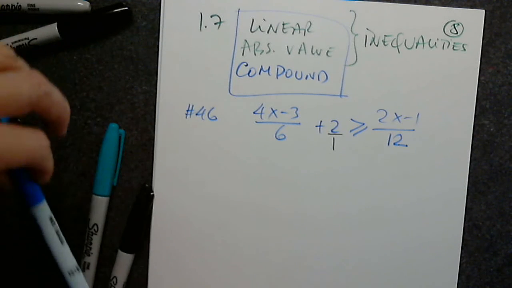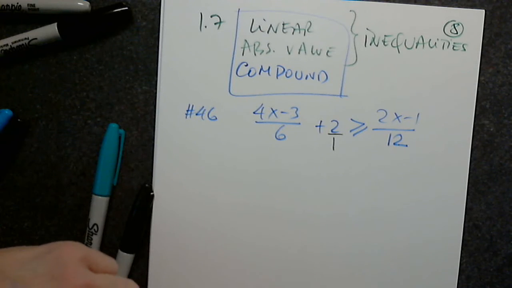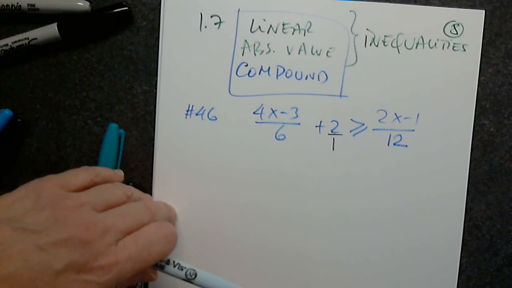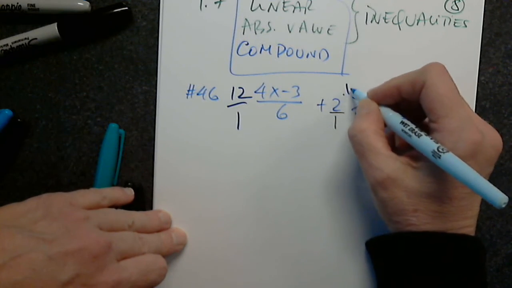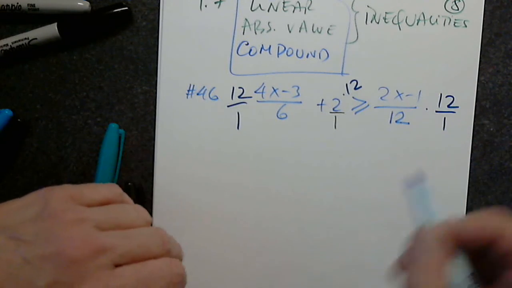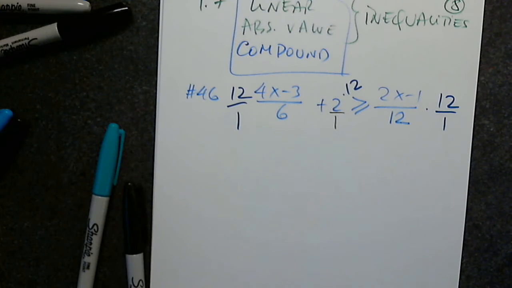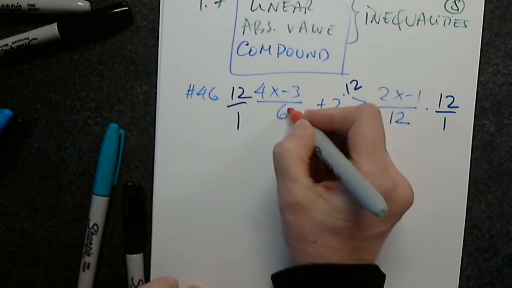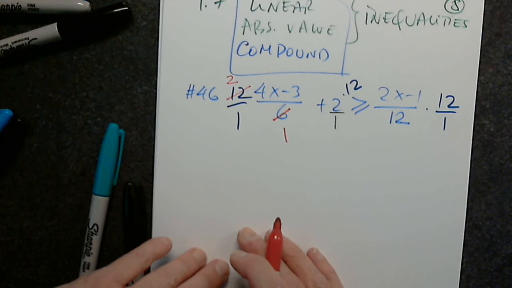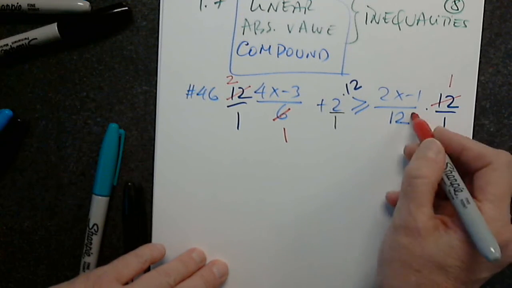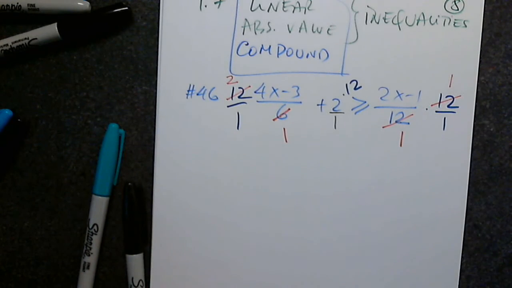Do we agree with 12? Because they're all fractions except this one, I recommend writing 12 over 1, this one times 12, and this one times 12 over 1. Why 12 over 1? Because I highly recommend, please, simplify before you multiply. 6 divided by 6, 12 divided by 6. 12 divided by 12, 12 divided by 12. And this turns into 24.